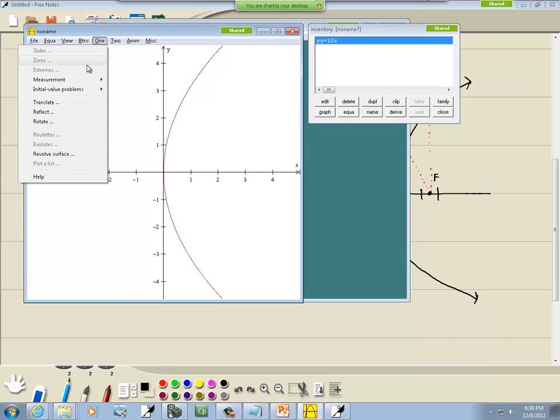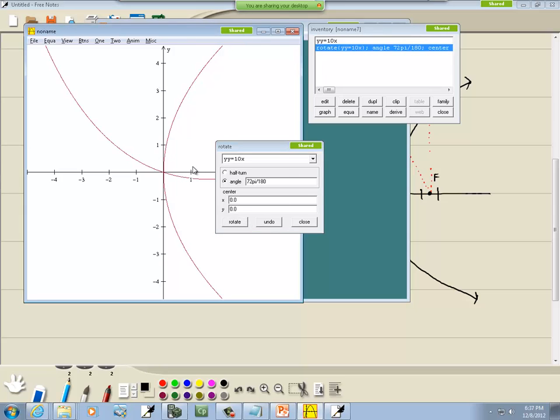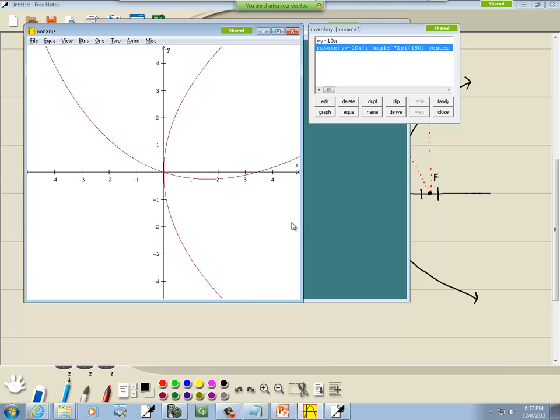So if I come up here, rotate. Not 70 degrees, 72 degrees I mean. Angle. And that'd be 72 pi divided by 180 if I were to switch that to radians. And click rotate. And that would be our rotated graph, which would be our answer. So this right here is our answer.